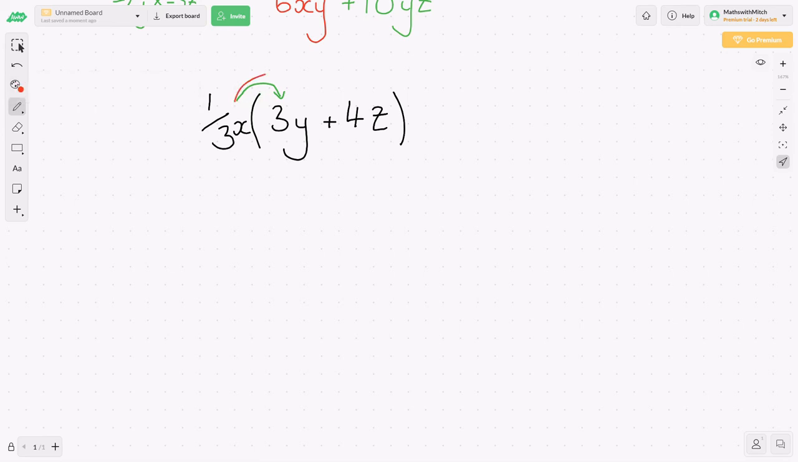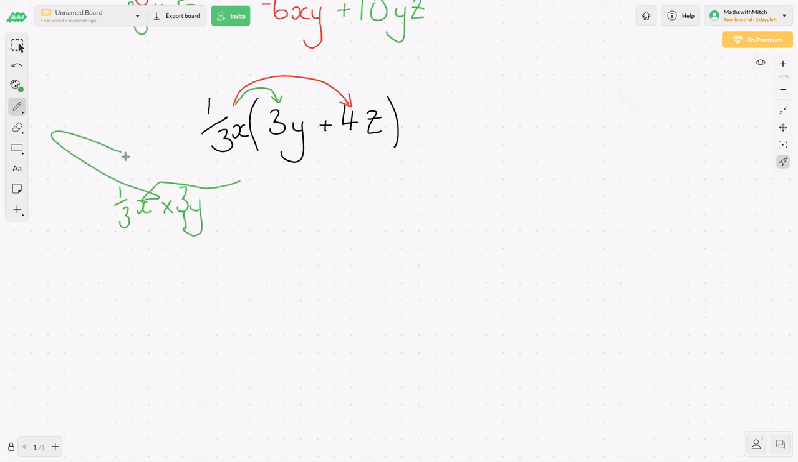I've changed the colors around here, but that doesn't make a difference to our process. So this time we have 1/3 x times 3y. The first thing you can do is do the coefficients. So we've got a positive 3y and a positive 1/3, so 1/3 times 3 is 1. We don't need to write the 1 if we have it as a coefficient. Then the terms x times y, so we'll be left with xy.